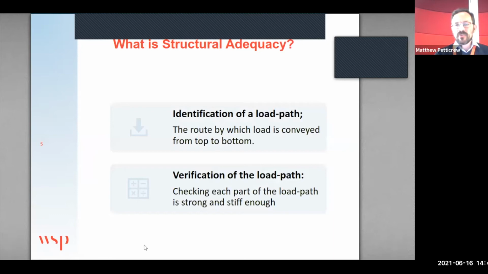So what do I mean by structural adequacy? Well, the way that I'm defining that is to divide it into two parts. It's obviously a more tricky concept than that, but I'm going to keep it simple. The first part is the identification of a load path. And what I mean by that is the route by which load is conveyed from the top of the structure to the bottom, hopefully where it finds its way into the ground via the foundation. And the second part is the verification of that load path. And that is, in other words, how we check that each of the component parts within the load path are strong and stiff enough to convey the loads to which they are subject. Now, I think it's probably reasonably self-evident that sophisticated load paths developed before the verification process became quite sophisticated. And we'll shortly see how that came about, I hope.